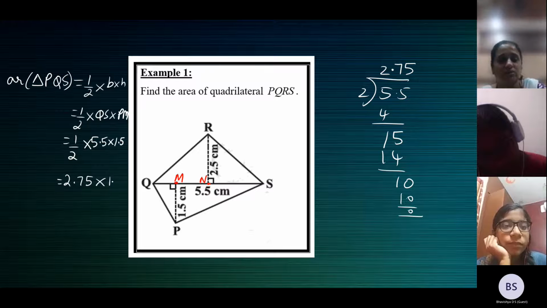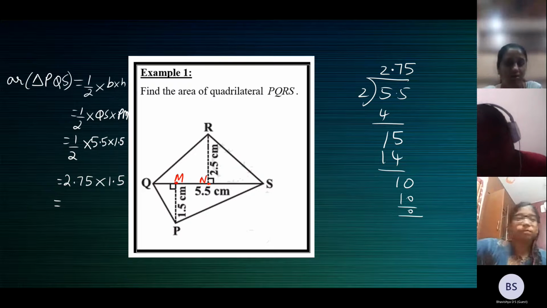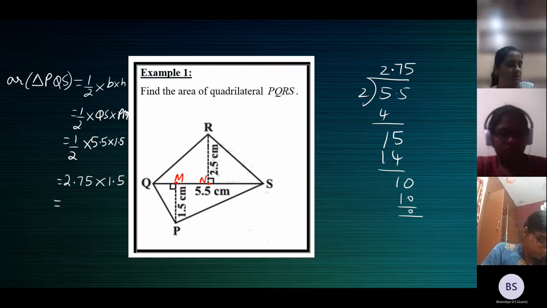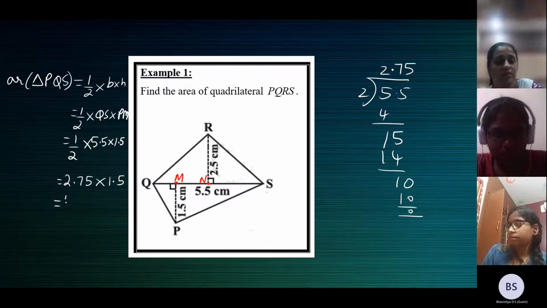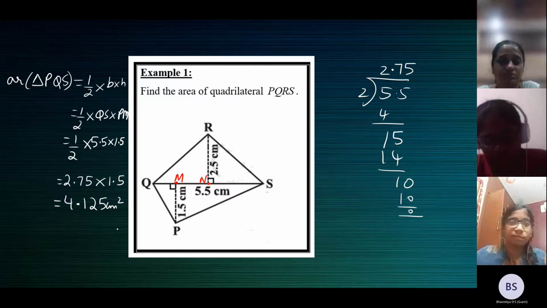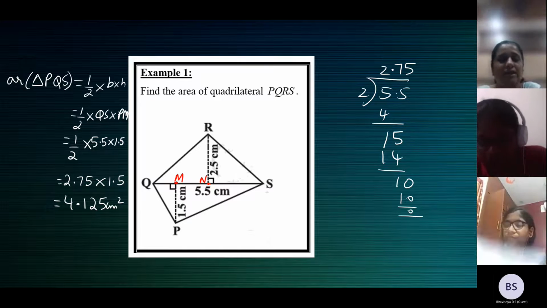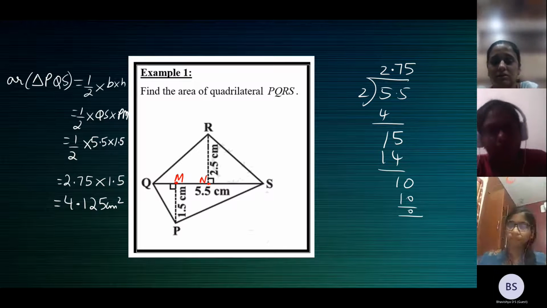2.75 into 1.5. Find this product, children. 2.75 into 1.5 is 4.125. I used the calculator. 4.125 centimeters squared. Please write it down. We haven't answered the question. We have only found the area of triangle PQS. We have not answered the question. Write down quickly.